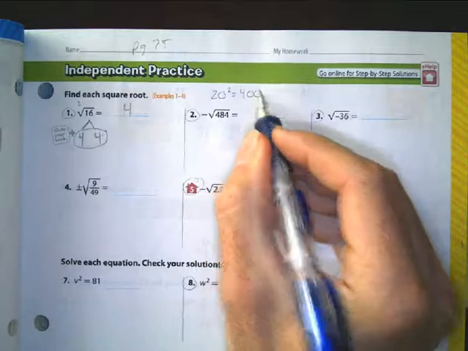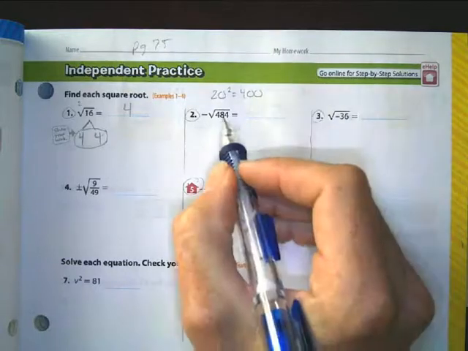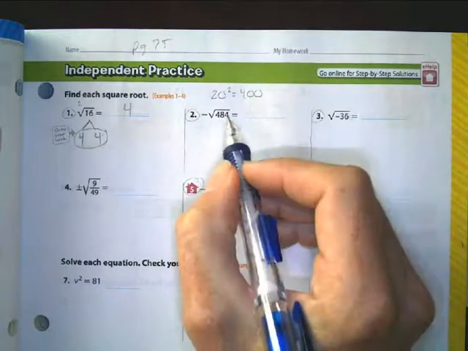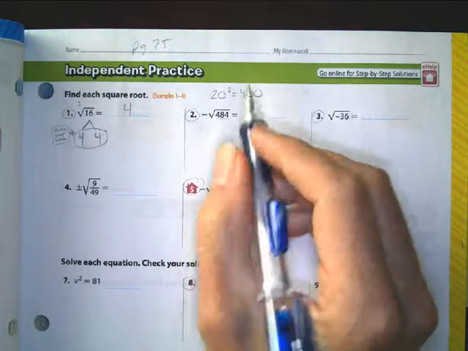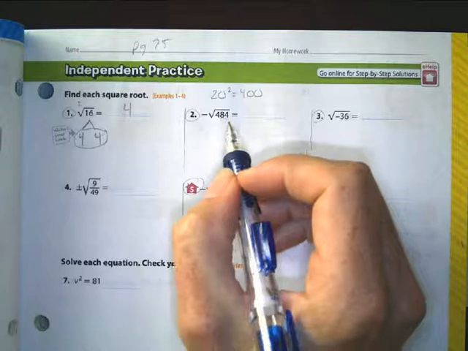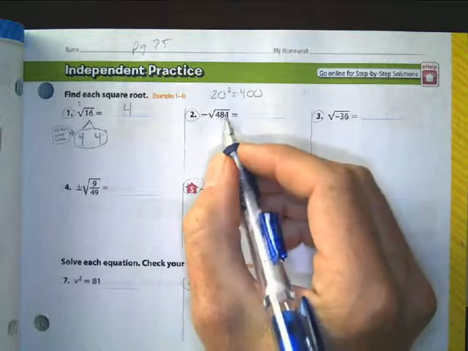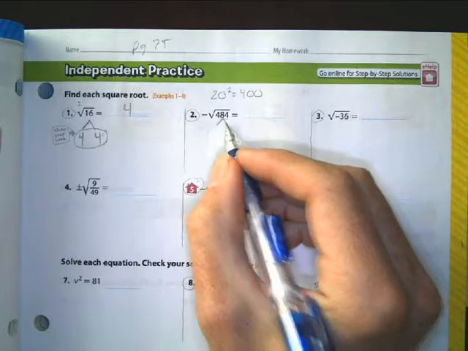For 484, again, when I looked at my little notes, I recognized that 20 squared was equal to 400. Okay? So this is 484, so it's going to be greater than 20, but not a ton. It's only going up by 84 more. I'm still not sure what that is. If I use a calculator, I might be able to figure it out. But in the meantime, since I don't have a calculator with me, what do I do?